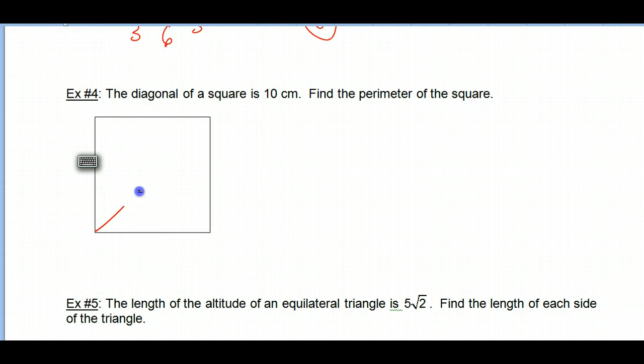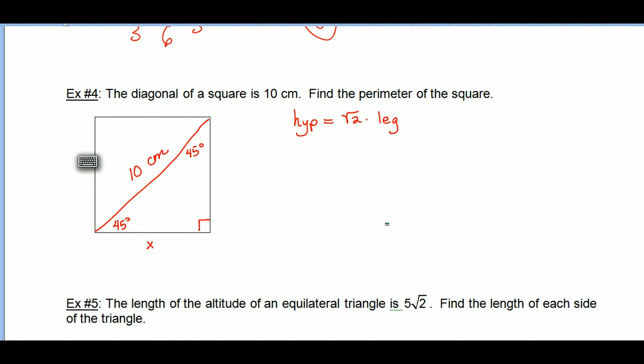All right, well then I'll just do it. 10 centimeters is the diagonal. So I'm looking for the perimeter. Again, this is the 45, 45, 90 triangle. Let's just call this x. Again, what is the relationship? Well, in a 45, 45, 90, it's the square root of 2 times the leg.